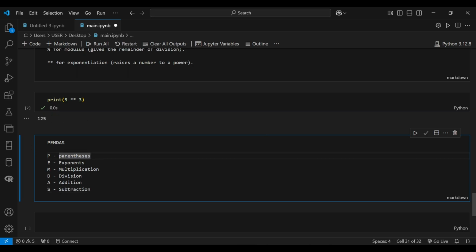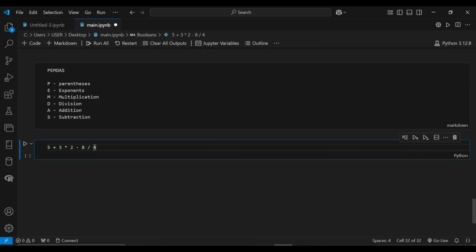Parentheses come first. Whenever you have a long calculation, if there's a parenthesis, it's first going to calculate the parenthesis, then go to the multiplication, division, addition, and subtraction. So let's have an example where we'll see how this works. Let's say we have this long calculation that we want to perform: 5 plus 3 times 2 minus 8 divided by 4. Normally you might think that you start your calculation by saying 5 plus 3, 8 times 2, 16 minus 8, 8 divided by 4, 2.